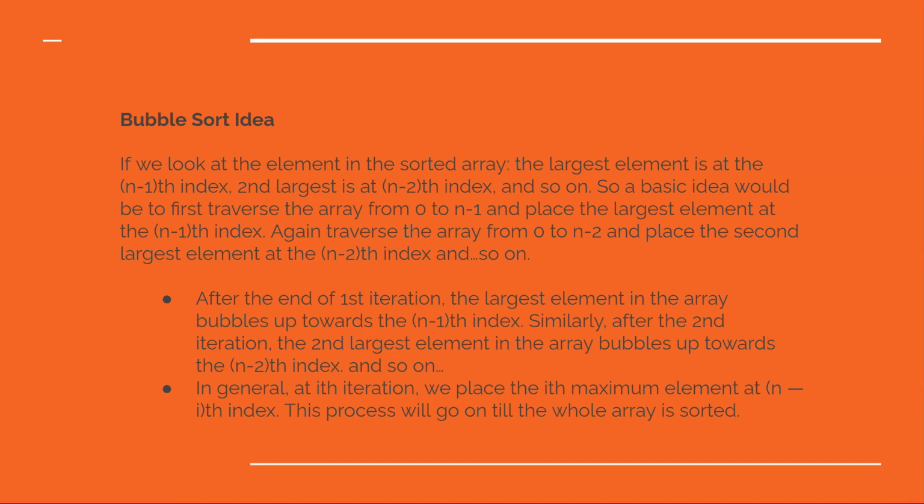Similarly, after the second iteration, the second largest element in the array bubbles up towards the n minus 2 index, and so on. In general, at the ith iteration, we place the ith maximum element at the n minus i index. This process will go on till the whole array is sorted.